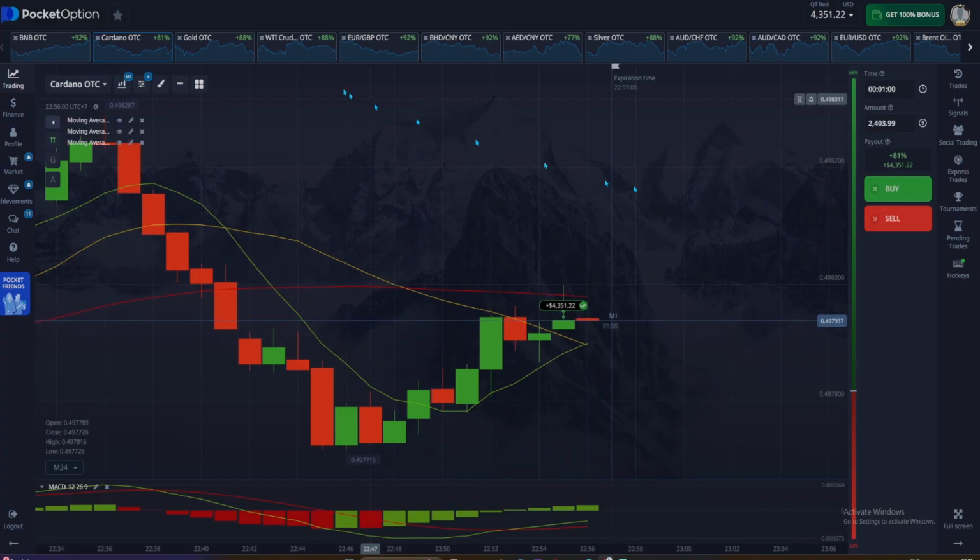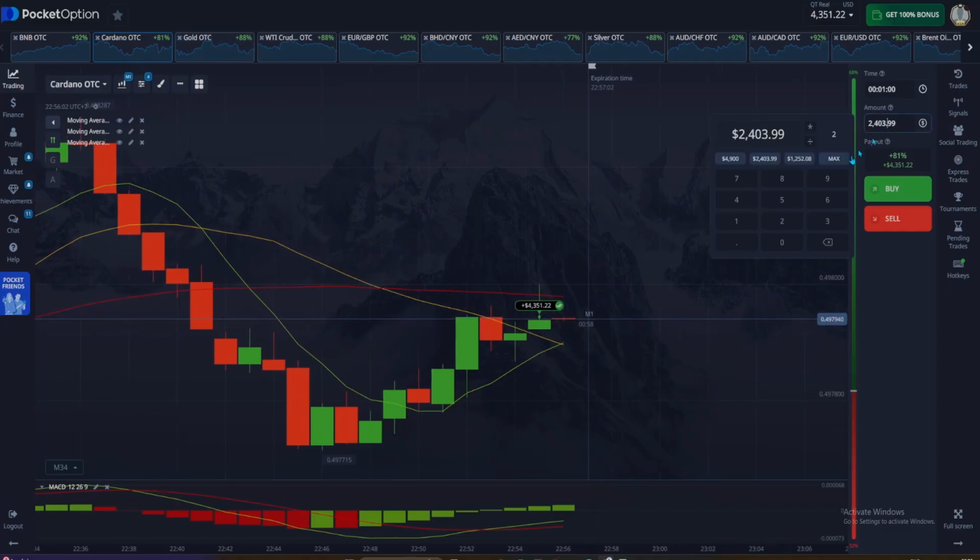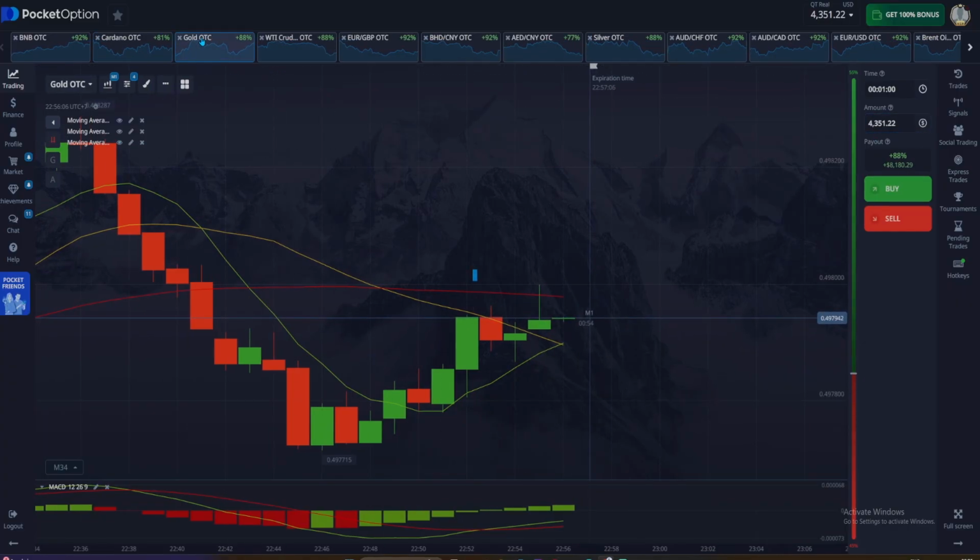Yes, exactly as expected, the price pushed upward and we made a profit. Now we can open the market again and look for the next opportunity.